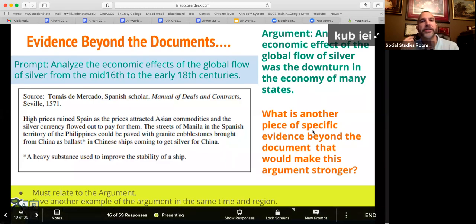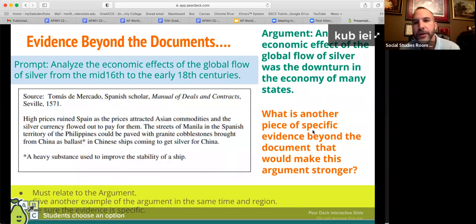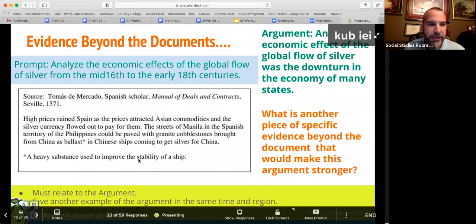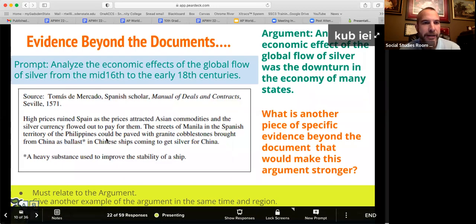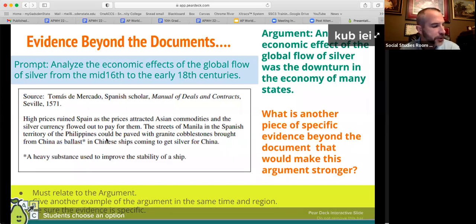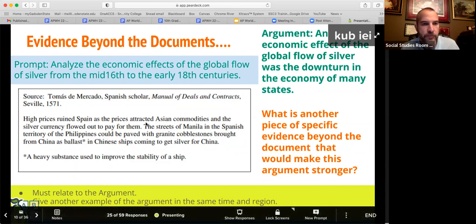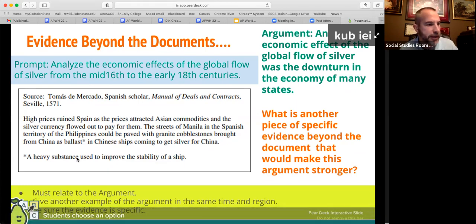So here's your question. What is another piece of specific evidence beyond this particular document in front of you that would make this argument stronger? So let's see how you do on this one. Take a second, think about it. What would be another piece of evidence beyond this actual document that you could discuss here? Give you a second to do that. Of course, this is like multiple choice questions, so that can help you out there.